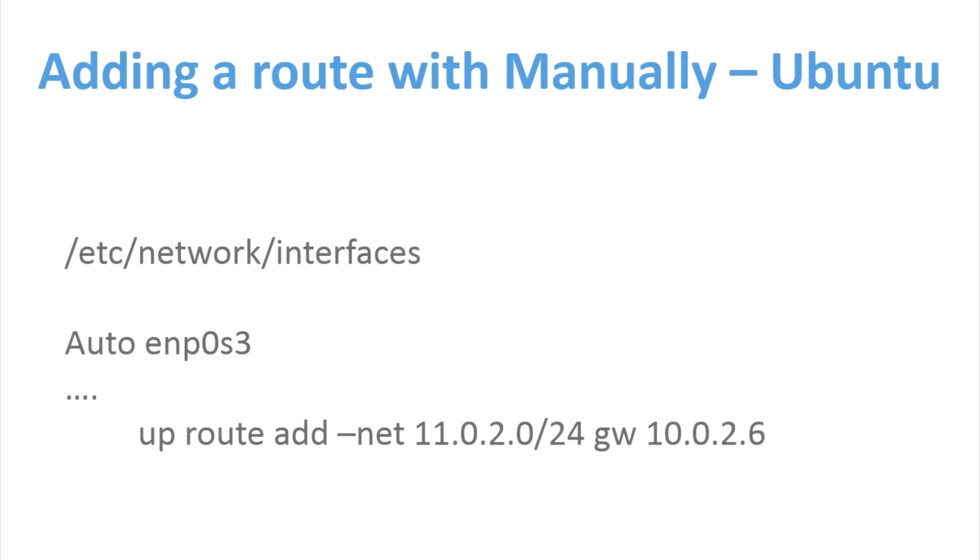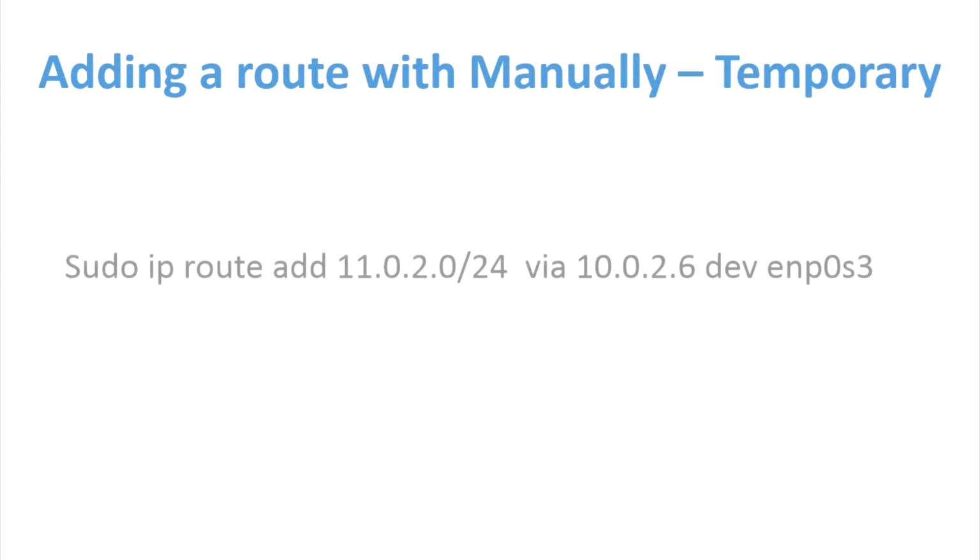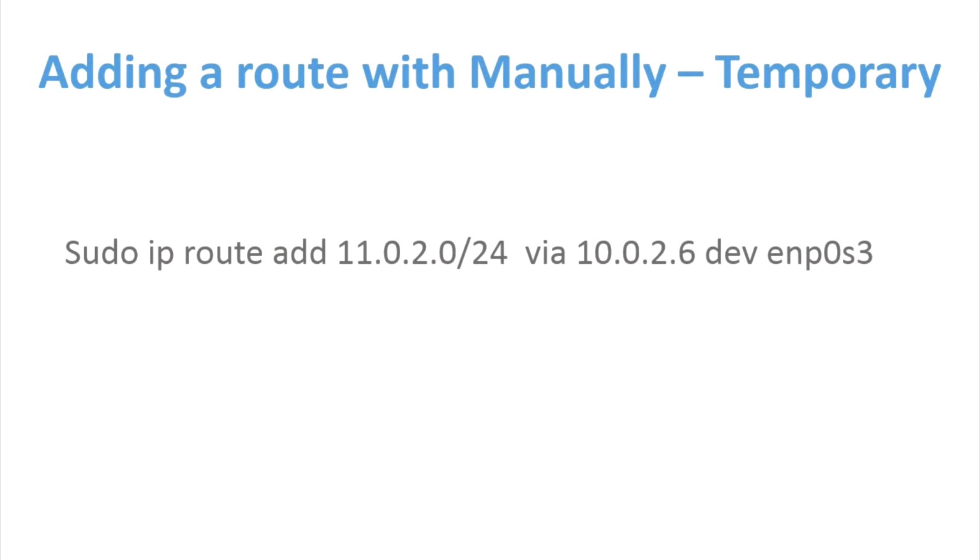Or you can set a route temporarily, which will last until the interface goes down or the system reboots, using the ip command, for example ip route add, and then our network via our router or our gateway, along with a specification of which device it is attached to.